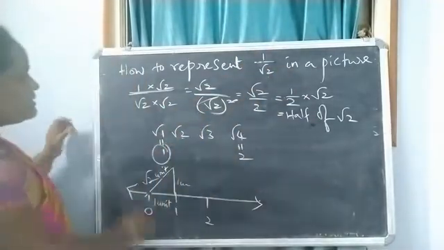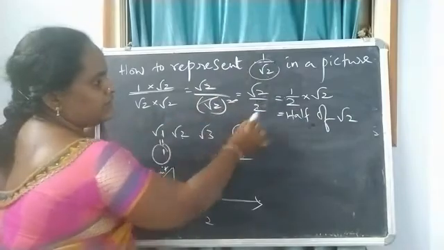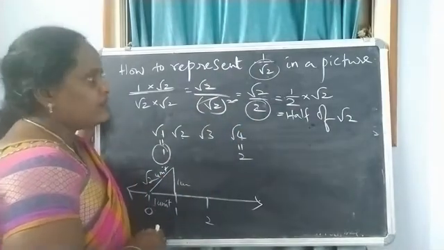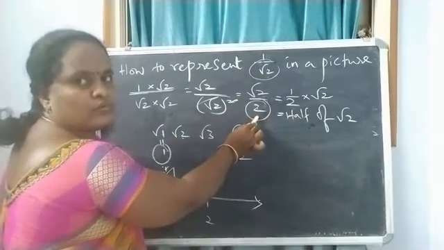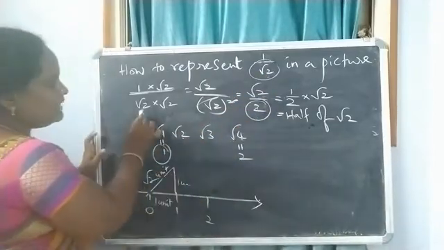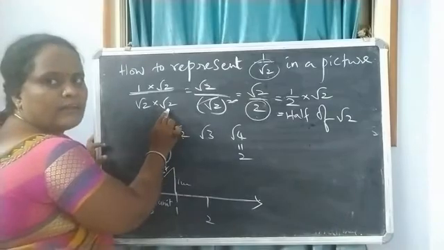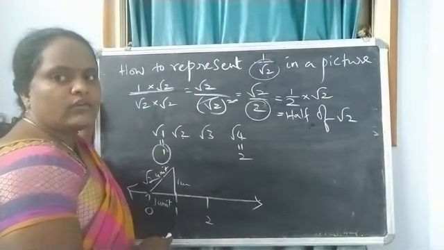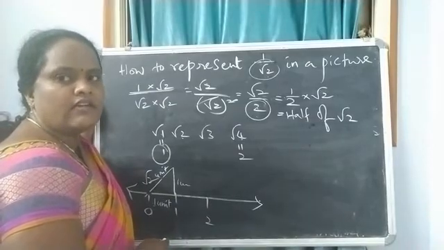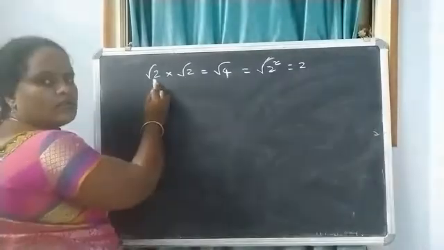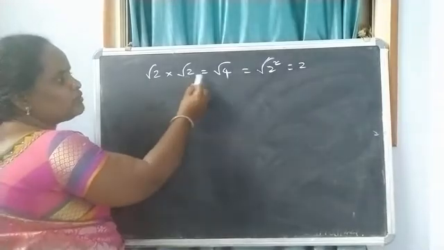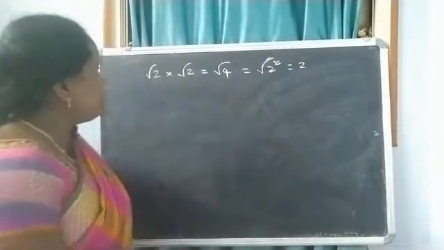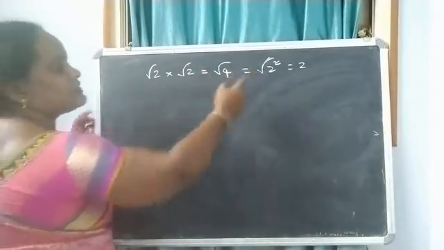So, in this process, the irrational number was converted to a rational number. So, the process of converting an irrational number to a rational number by multiplying with one more irrational number is called rationalization. So, today we are going to see this topic, rationalization of the denominator. In the previous process we have seen that root 2 into root 2, that is root 4, that is equal to root 2 square, that is equal to 2. So, here an irrational number root 2 is converted to 2.